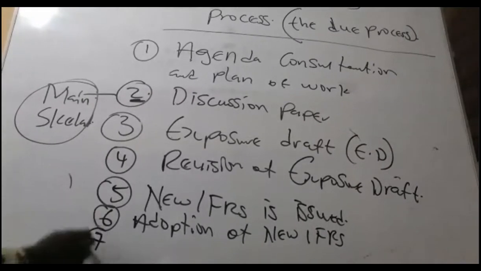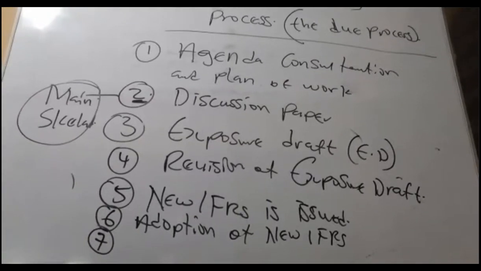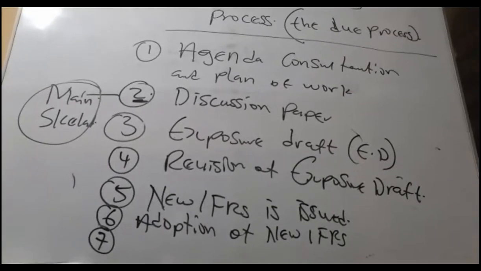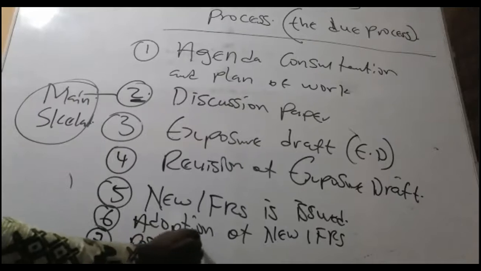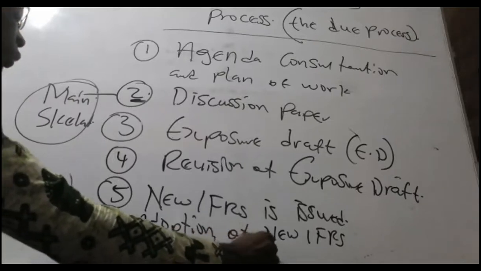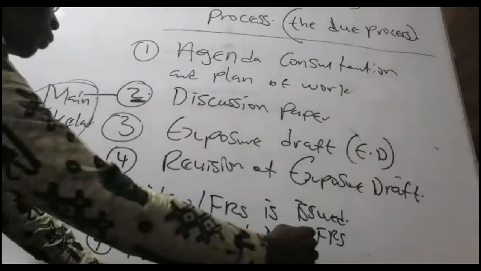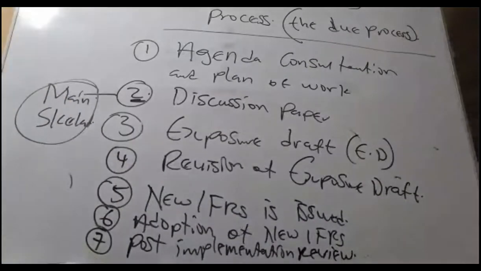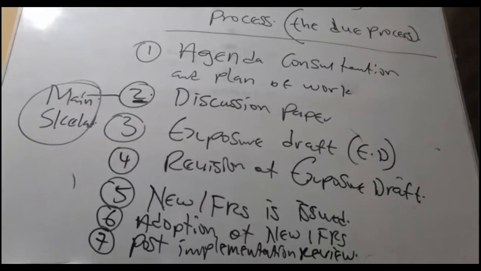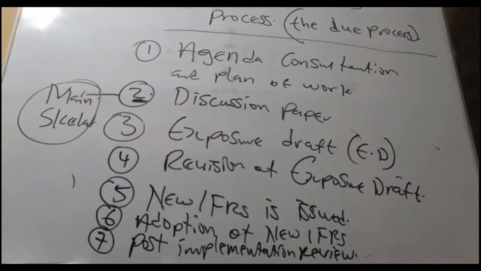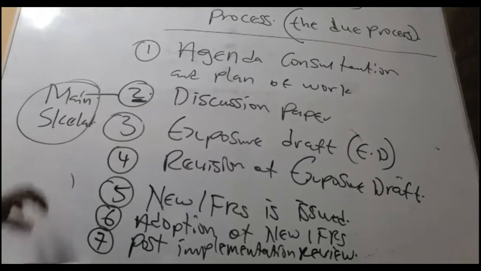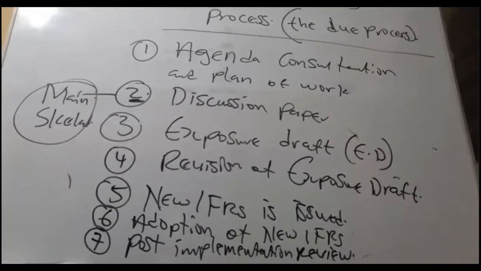Now, step seven, the last step, will be what you call post-implementation review. Post-implementation review, that's the last stage. Okay, at this stage, the IFRS Foundation through the interpretation committee have to satisfy themselves that the requirements of the IFRSs are being adhered to accordingly.